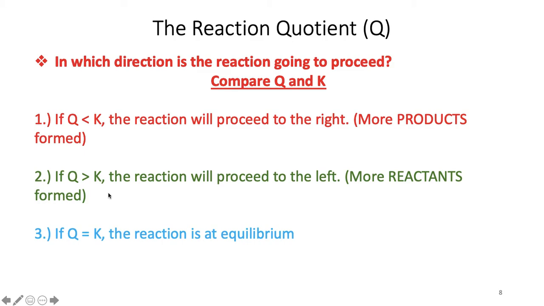In number 2, when Q is larger than K, the reaction will proceed to the left instead, which means the reverse reaction rate is larger than the forward reaction rate, and the reaction is going to keep going until those rates become equal again, and the chemical equation is now at equilibrium.